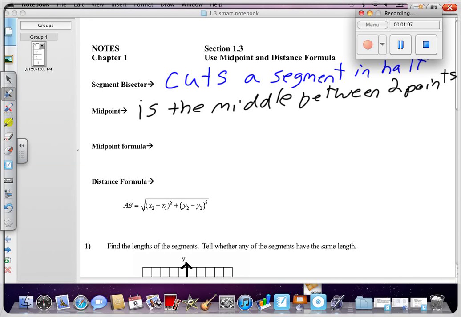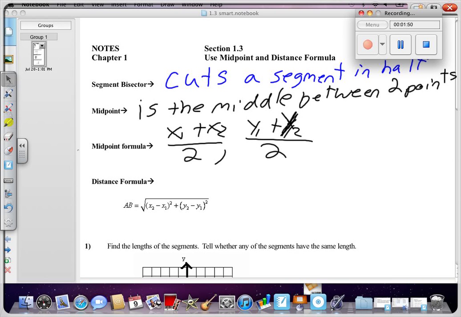And then your all-important midpoint formula: x1 plus x2 over 2 and y1 plus y2 over 2. And then your distance formula is the square root of x2 minus x1 squared plus y2 minus y1 squared. Okay, and then we're going to apply these so you know how to use them.